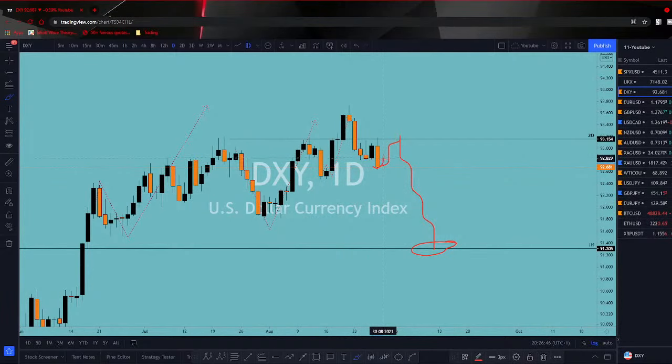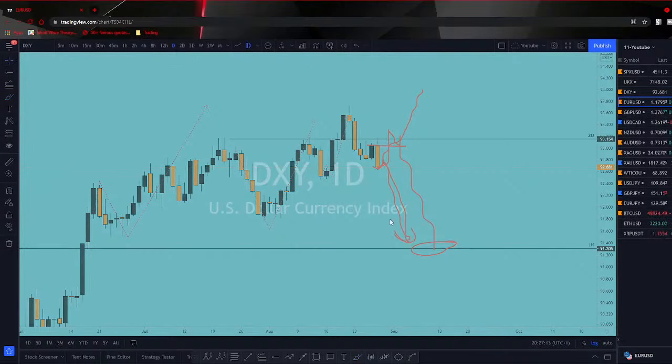On a retest of this, you might look for sells towards these ends. Any break above this, on the retest, we look for the buys. But I'm inclined for the sell. We'll see that later.